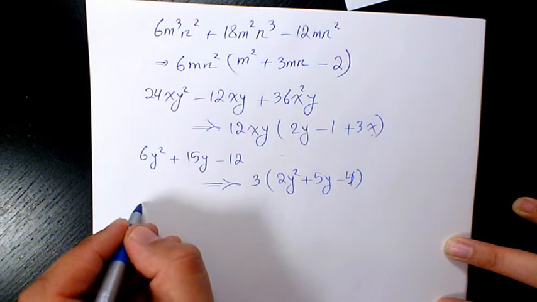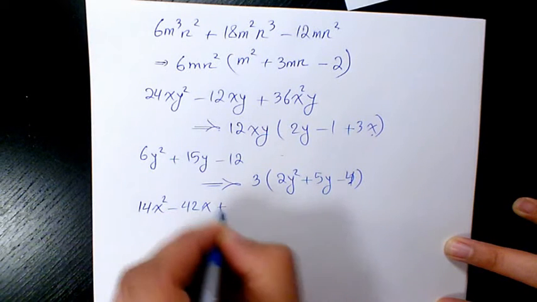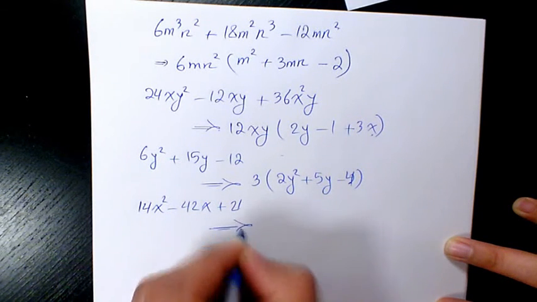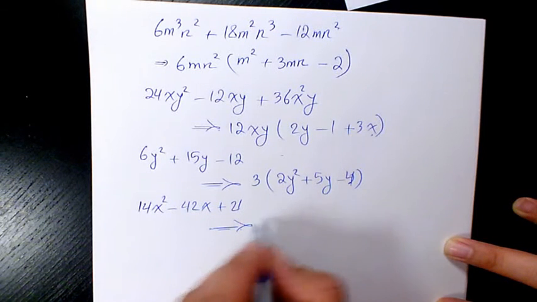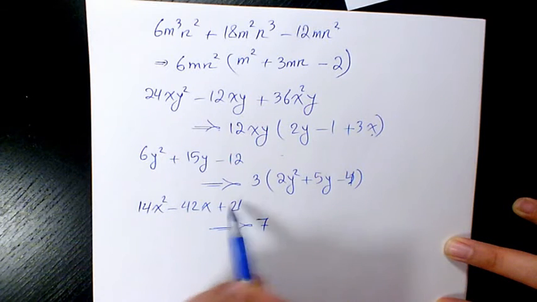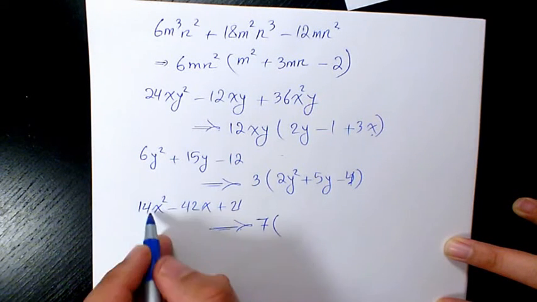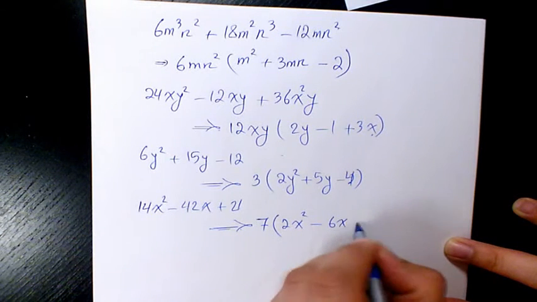Next one is 14x squared minus 42x plus 21. All of them are a multiple of 7, and 7 is the GCF. X is not the GCF because here it doesn't have x. So that's going to be, divided by this, 2x squared minus 6x plus 3.